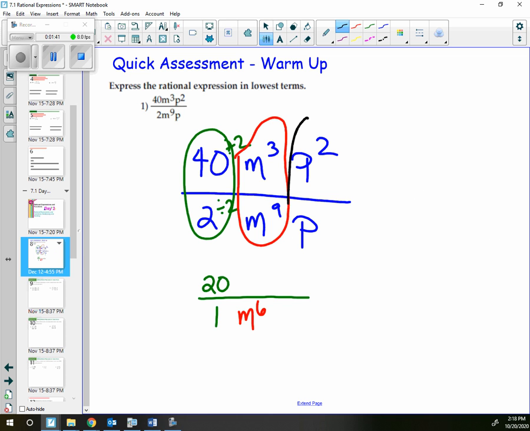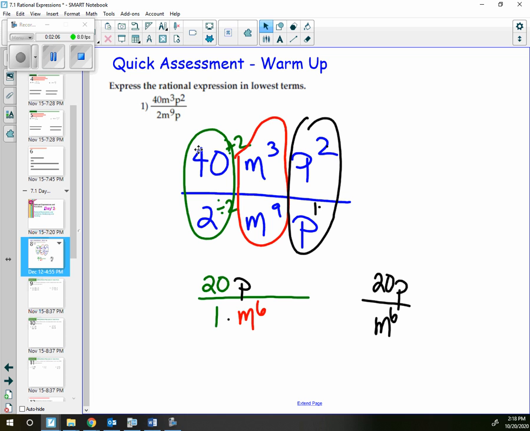Last one is the p's. P squared over p to the first. Remember, if there's no number written there, it's a 1. Where do you have more? Well, on the top. And how many more? 1. Remember, we do our rule, we subtract. 2 minus 1 would be p to the first. So we get this all the way simplified down to 20p over 1 times m to the 6. Now, you don't really need to have the 1, so if that's bothering you, you can just go ahead and write it out like this. So that's the basic idea of simplifying a rational function or a ratio.